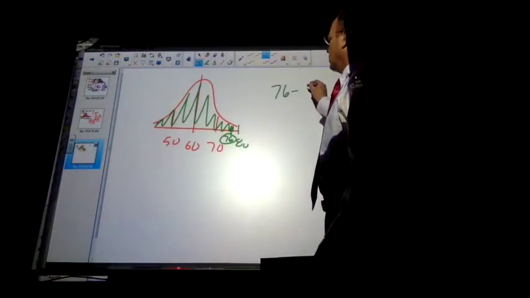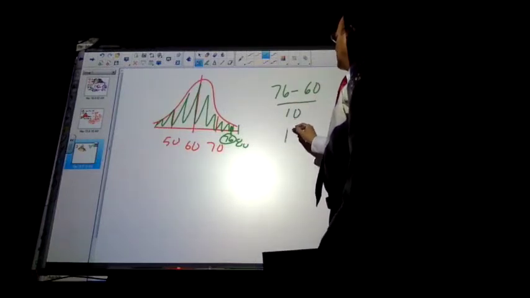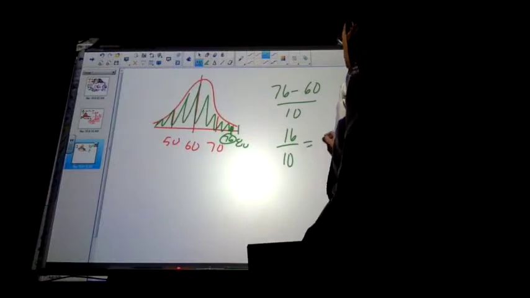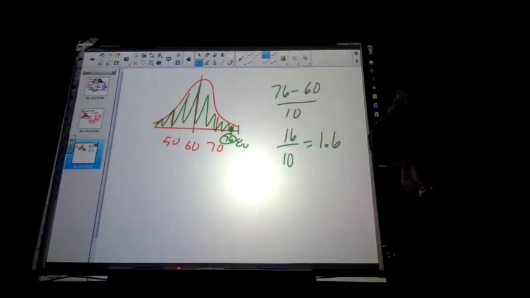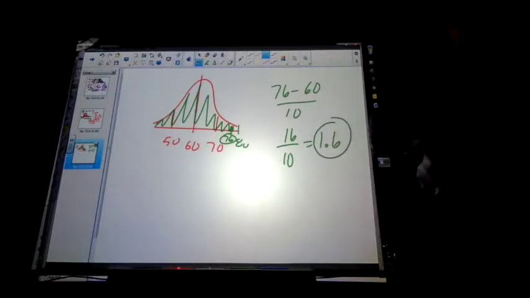So I'm going to go 76 minus my average over my standard deviation, which was 10. So that's 16 over 10, which is 1.6. And for a z-score of 1.6, somebody look in your table A in the back of the book, what does it come to? 1.60? Anybody?